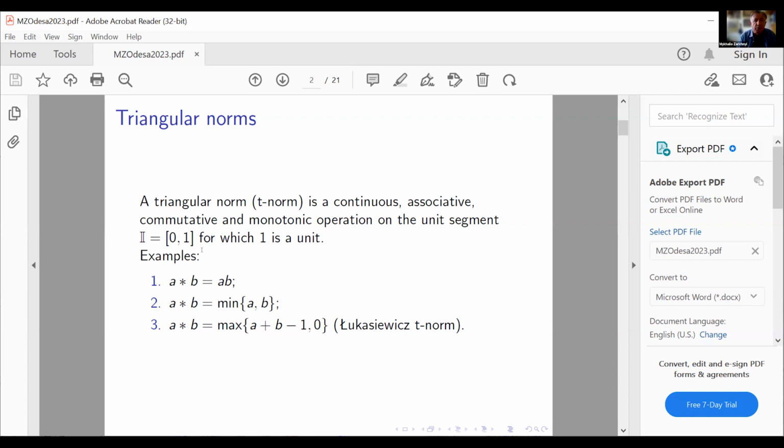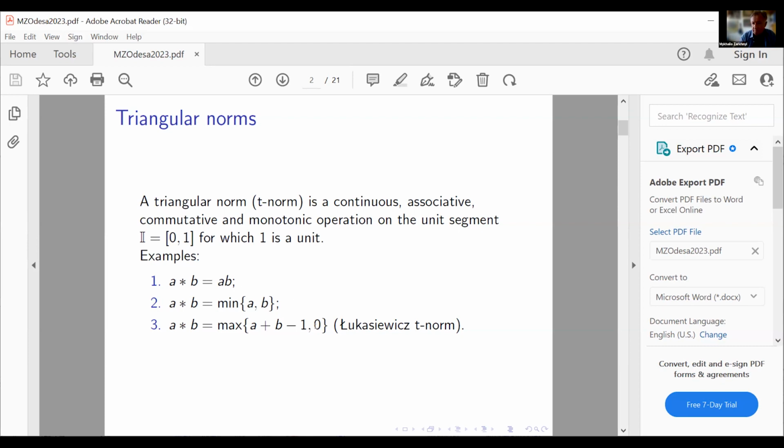The following are very important examples of triangular norms. The first one is merely multiplication: a star b is a multiplied by b. Another example of a triangular norm is the minimum of a and b. And we also consider a historical example, which is called the Lukasiewicz T-norm. This is the following: a star b is the maximum of the two numbers a plus b minus 1, and 0.